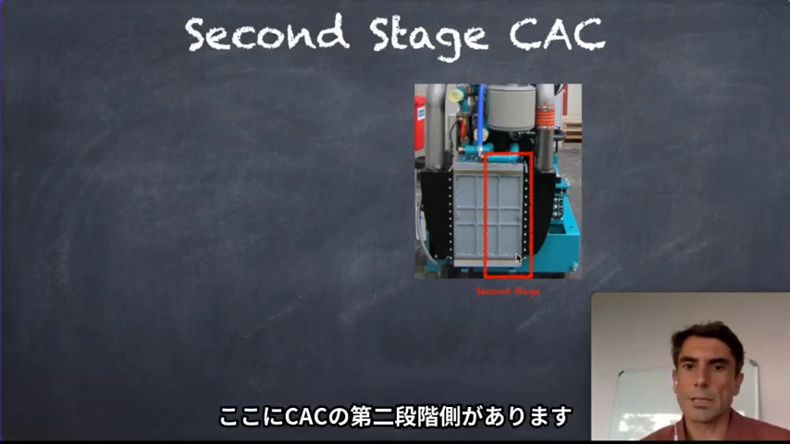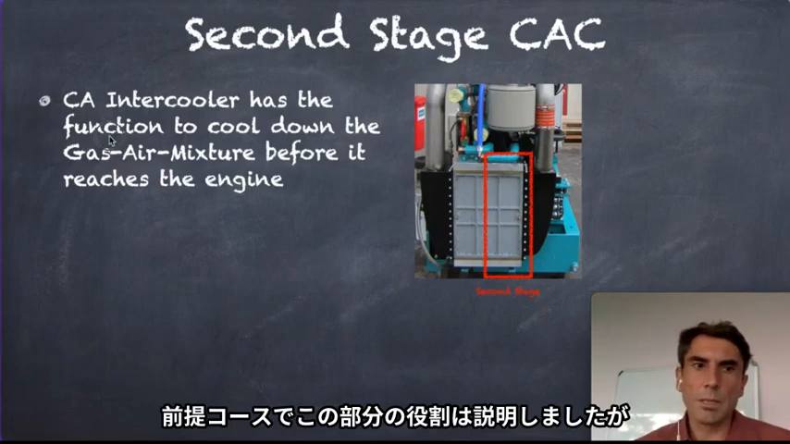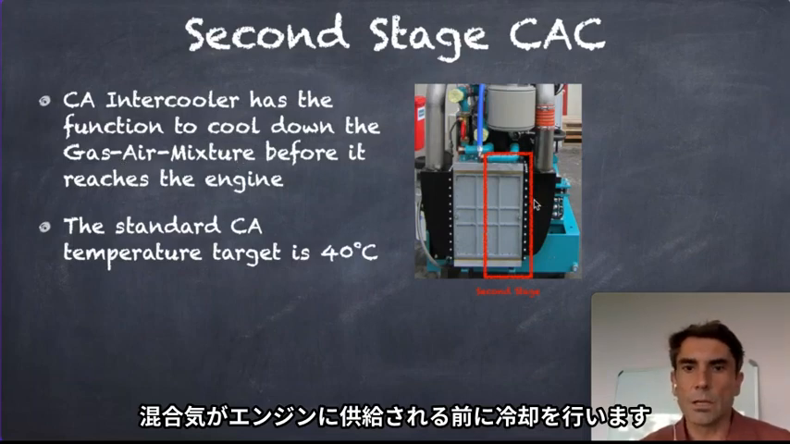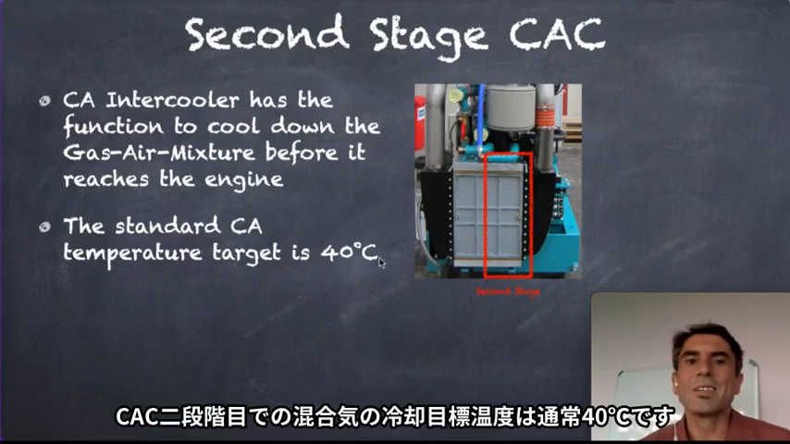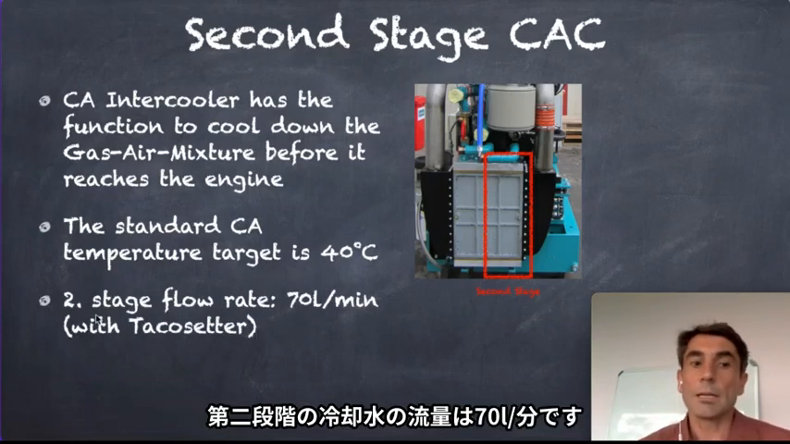Here we have the second stage. The function should be clear from the last video. The intercooler itself is there to cool down the gas mixture before it reaches the engine. So the second stage is to get the rest of the heat cooled down, so that the charge air temperature gets on target. The standard target, the ideal target, is 40 degrees Celsius. And the flow rate of the second stage is 70 liters per minute.